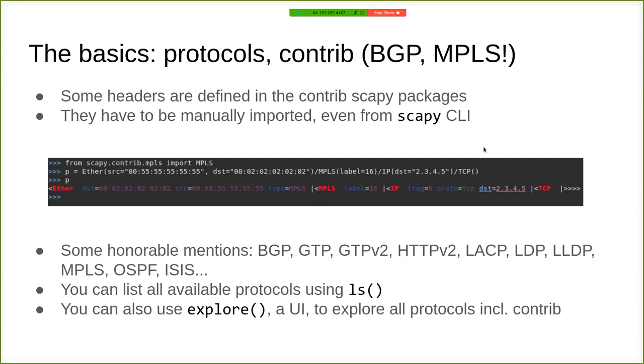Another interesting thing about Scapy is that, as Mark mentioned, it has support for a lot of different protocols and contributions like BGP and MPLS. So there are some headers defined in the contrib Scapy package, but they have to be manually imported even from the Scapy CLI. So the idea is that you would be able to find protocols about BGP, HTTP, LACP, LDP, and multiple routing protocols.